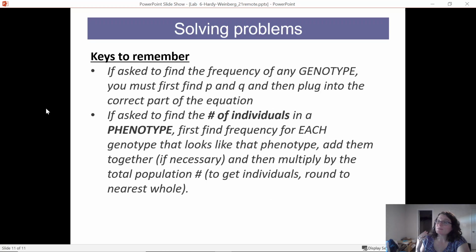If you're asked to find a number of individuals in a phenotype, let's say I ask you how many of these brown-eyed individuals are heterozygotes, or how many of these individuals, according to Hardy-Weinberg, if I give you p and q, would be expected to be brown-eyed? Then you'd find the frequency for each genotype that looks like that phenotype, add them together, and multiply by the total population. But again, you have to find the frequency of the genotypes that add up to that.